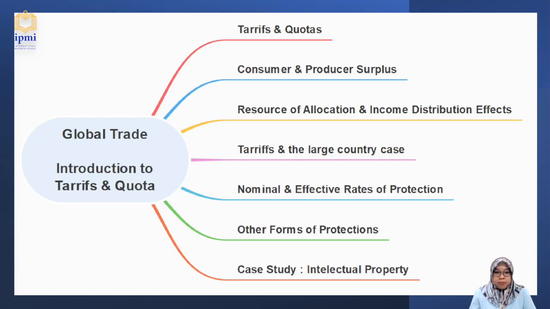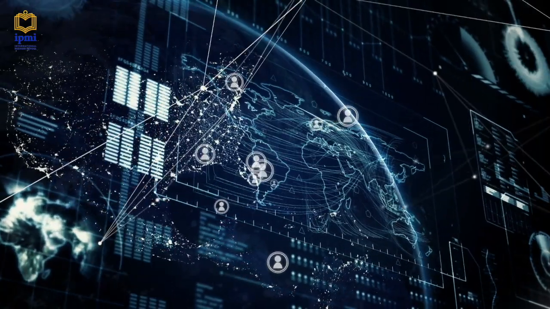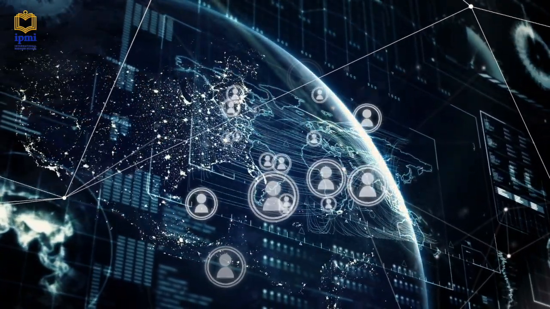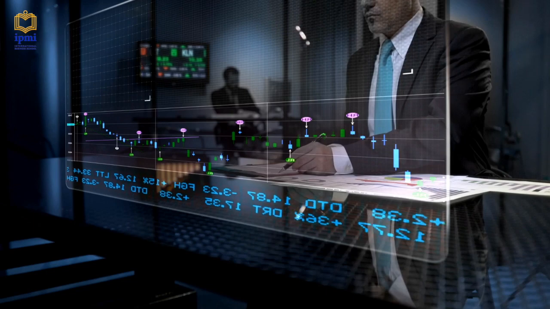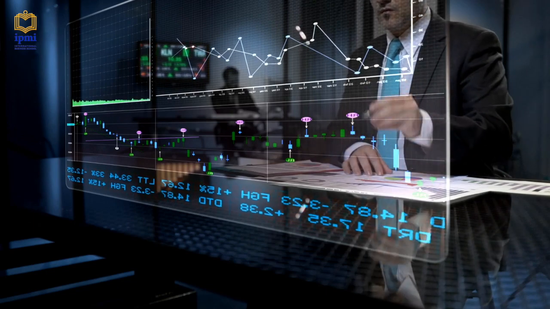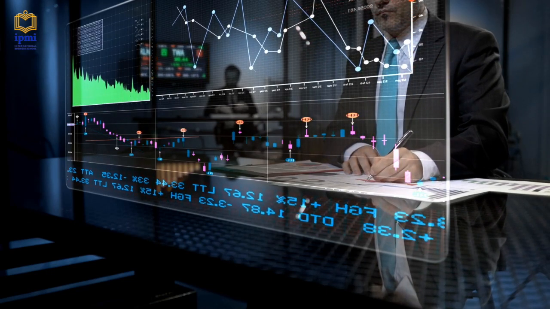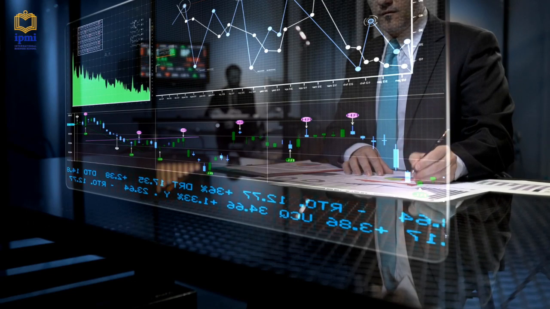Tariff and quota have an impact on both resource allocation and income distribution. When domestic production increases as a result of tariffs and quotas, resources are allocated to domestic manufacturing, which may be less efficient. Furthermore, income distribution may be impacted when tariff and quota help domestic manufacturers while harming international producers.